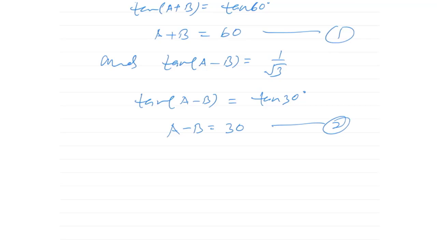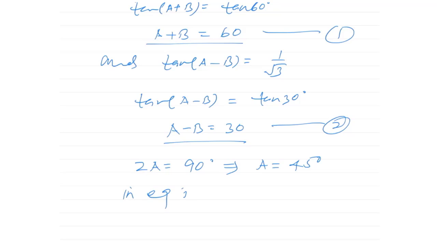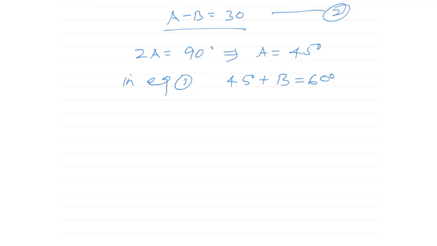So solving equation 1 and 2, we have 2A is equal to 90 degree. So A is equal to 45 degree. Now putting the value of A in equation 1, we have 45 degree plus B is equal to 60 degree. Therefore B is equal to 60 minus 45 degree, that is equal to 15 degree. So the answer is A is equal to 45 degree and B is equal to 15 degree.